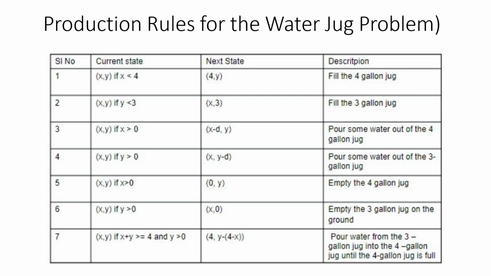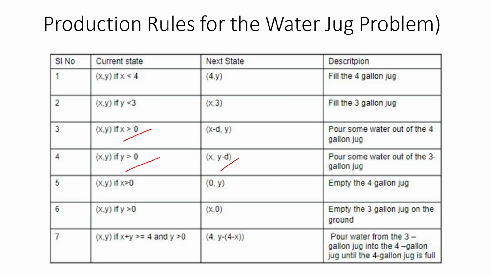That means our condition is x is greater than 0. Then we can pour some water, that means we can remove some amount D from the first jug. That means pour some water out of the 4 gallon jug. Then the fourth rule is to pour some water out of the 3 gallon jug. So if y is greater than 0, then we can pour some water from the second jug. We can remove some water from jug B, or we can empty it. Both are possible.